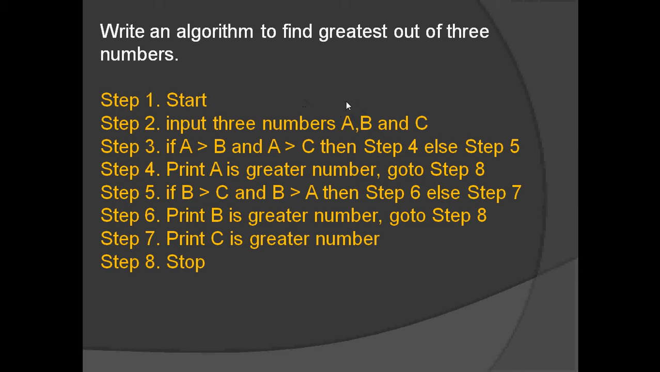As you know, a variable can store only one value, right? That's why you have to declare three variables. After you declare the variables and enter the values and store them in A, B and C, the next step is to process the formula, right? So you can see here in step 3: if A is greater than B and A is greater than C, then step 4, else step 5.